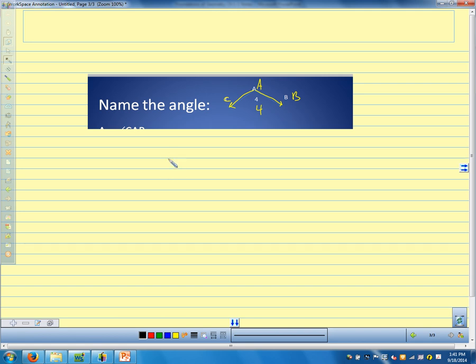How can we name this angle? Angle 4, so we use the angle sign and a 4. How else do we name it? We could say angle A, okay? So we use the vertex. How else can we name it? CBA, angle CBA. Can we say CBA? CAB, we need the vertex in the middle. Can we name it another way? BAC. As long as the vertex is in the middle. So all of these are named for this angle.